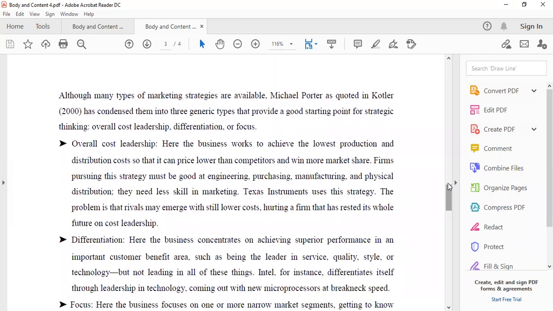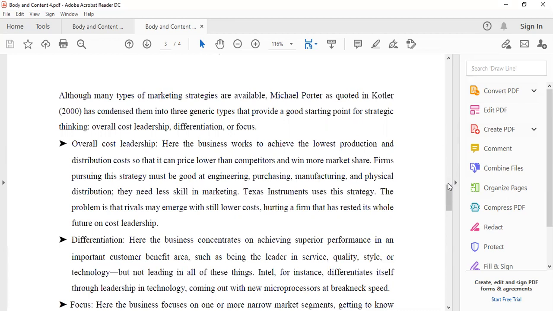Most of the times, an organization pursues one of three objectives, or rather one of three strategies. One is a cost leadership strategy. Second is a differentiation strategy. Third is a focus strategy.